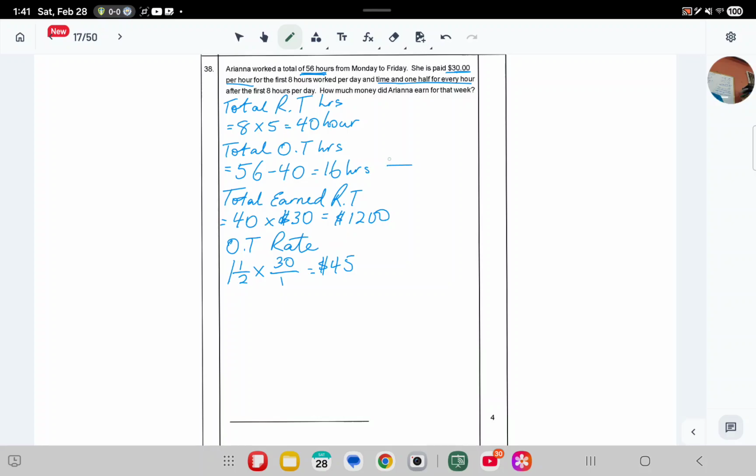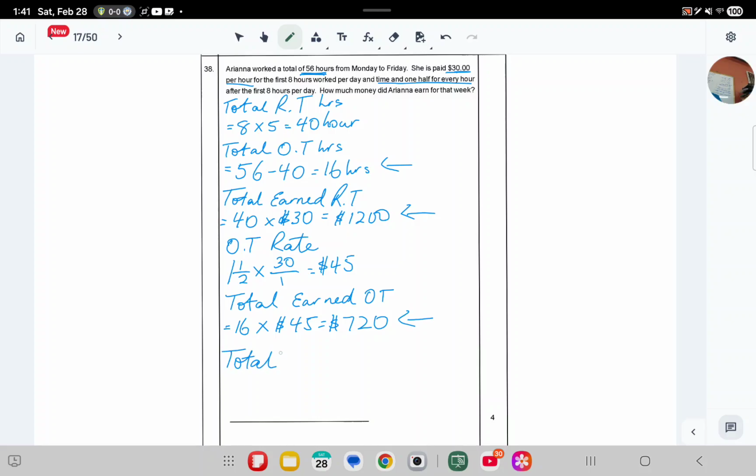She worked a total of 16 hours overtime, so the total earned overtime would be the total hours overtime, which is 16, multiplied by the amount for 1 hour, which is 45, and 16 multiplied by 45 should give us $720.